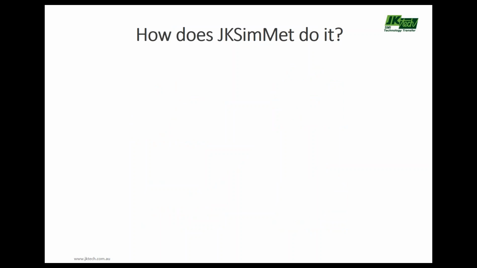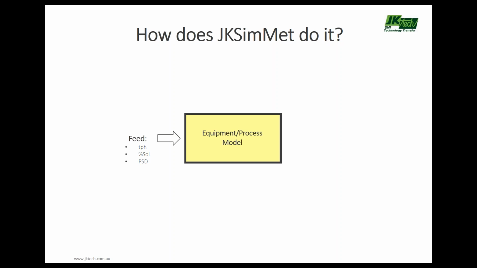So how does JKSimMet do it? If we have a piece of equipment or a comminution circuit, then we can represent those in the software with models. Say this yellow box we see on the screen is a model representing a piece of equipment or a comminution circuit. Obviously, if it's a mathematical model, it requires some data entry, some input. This type of input includes the feed size distribution, feed rate and feed density.